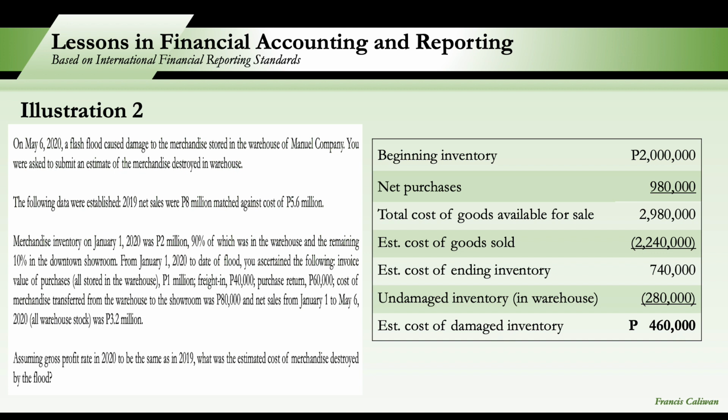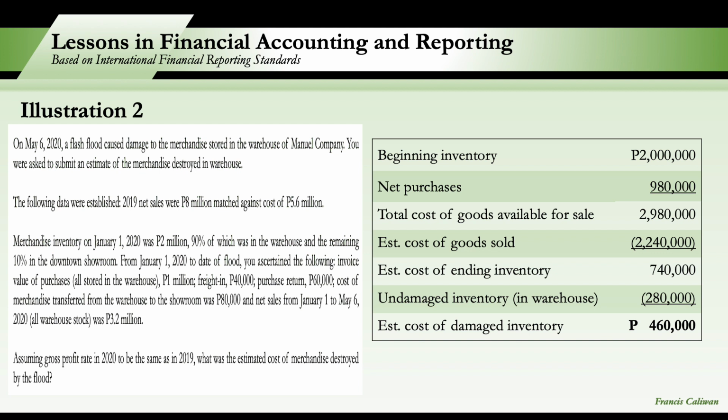The following data were established. So 2019 net sales is 8 million and cost is 5.6 million. So 5.6 divided by 8, that's 70%. Therefore, our gross profit rate in 2020 is also 70%. So we multiply 70% with our net sales. Net sales from January 1 to May 6 is 3.2 million. So 3.2 million times 70%, that's 2.24. So 2,240,000, that's the estimated cost of goods sold.